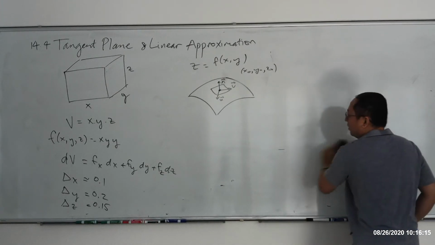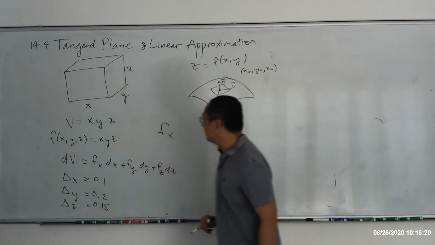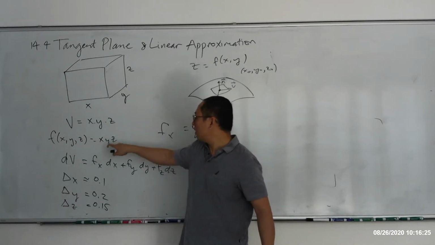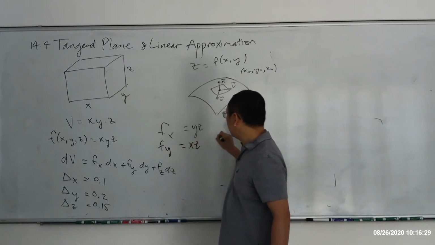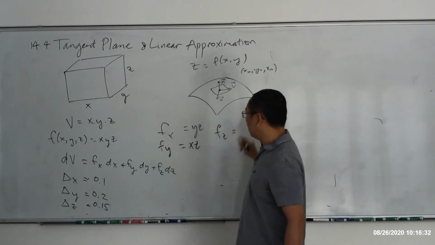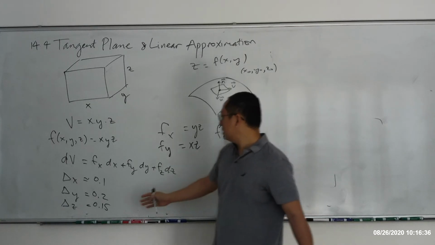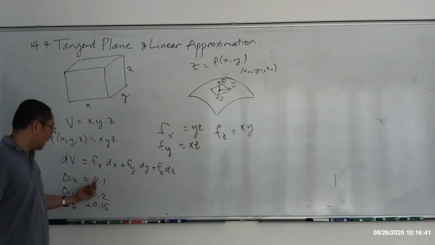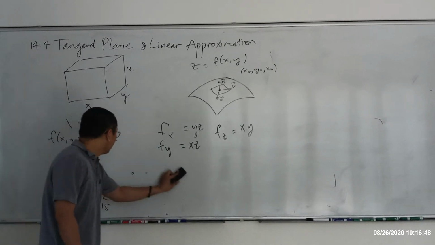I'm giving you a very simple example. Here, fx, this is x, y, and z. I'm sorry, fx is y times z, because I think of x as the variable and y as the constant. Similarly, fy is xz, and then fz is what? xy. Okay. So you plug in the values you have for x, y, z, and the error count for x, y, z, and you can get the error for the volume. That was the idea. Okay.